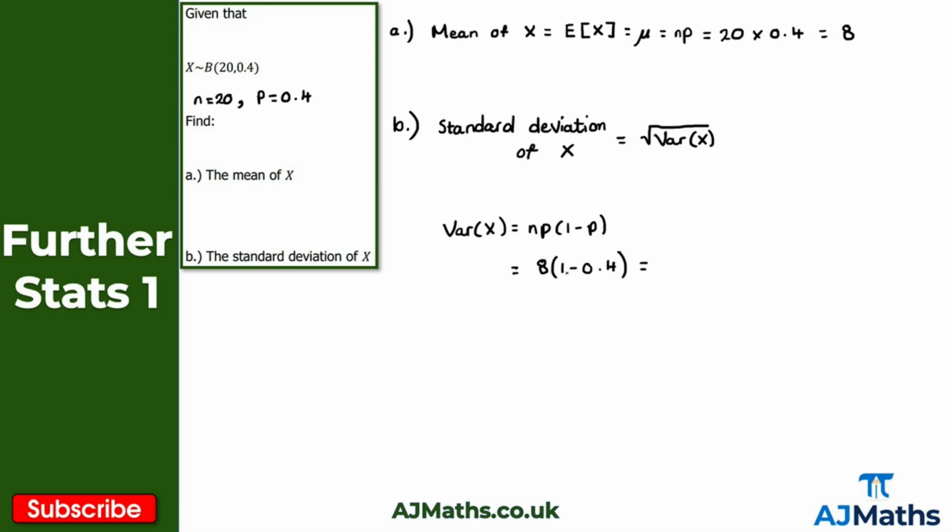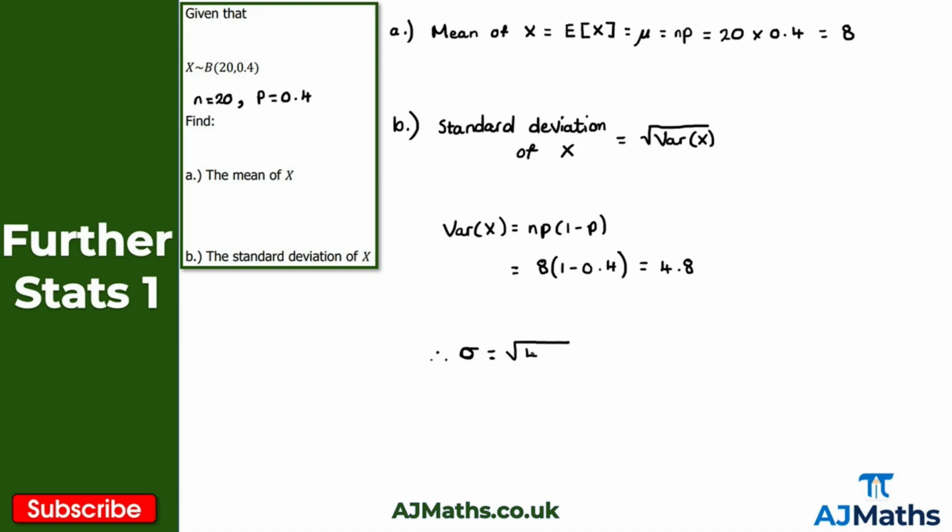So in other words, what we're doing here is 8 times 0.6, and what that gives us then is 4.8. The variance of x here is 4.8. But don't forget what we're actually looking for here is the standard deviation of x. So we're looking for sigma. So sigma here is equal to the square root of the variance of x. It'll be the square root of 4.8.